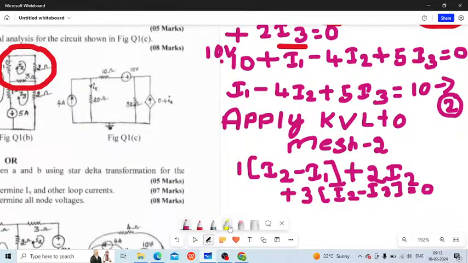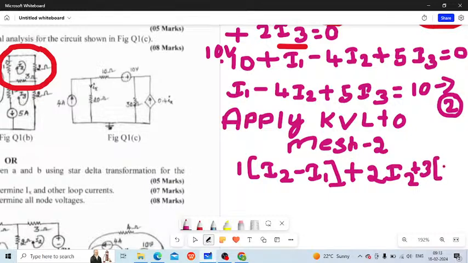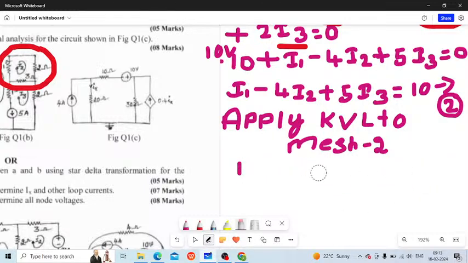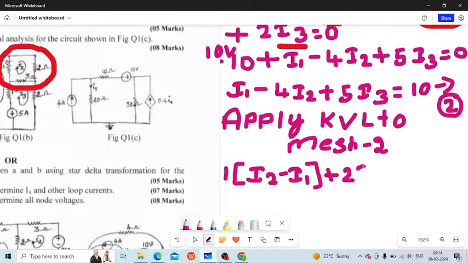So let me erase this and write it again. No, please wait a minute students, I'm very sorry for the distraction. I'll just rewrite it again. So it is 1 into I2 minus I1. Everything is proper, but I needed more space. That is why I'm writing it from here. And yeah, there's plus 2I2 and plus 3 into I2 minus I3.